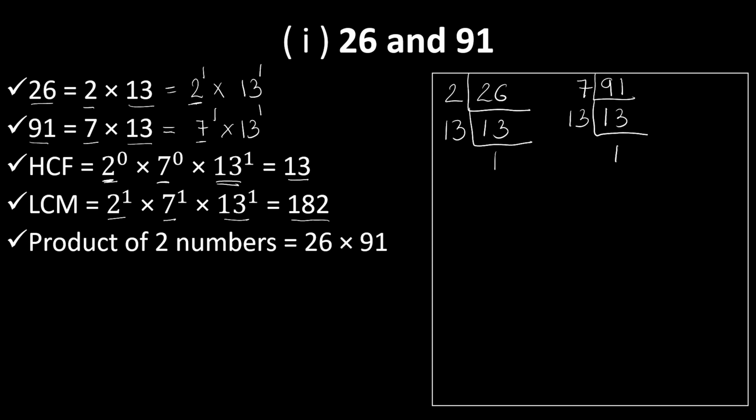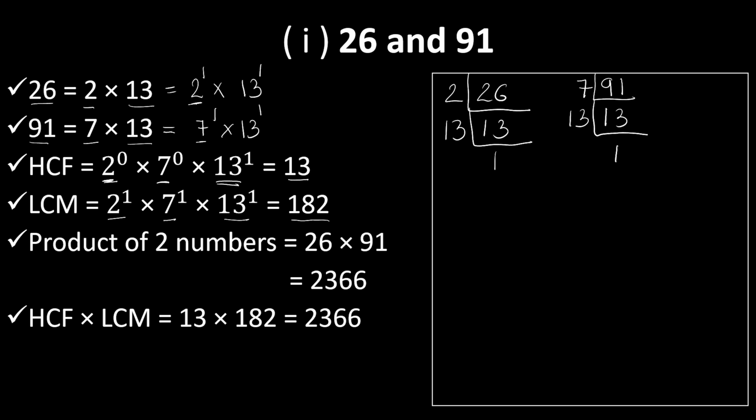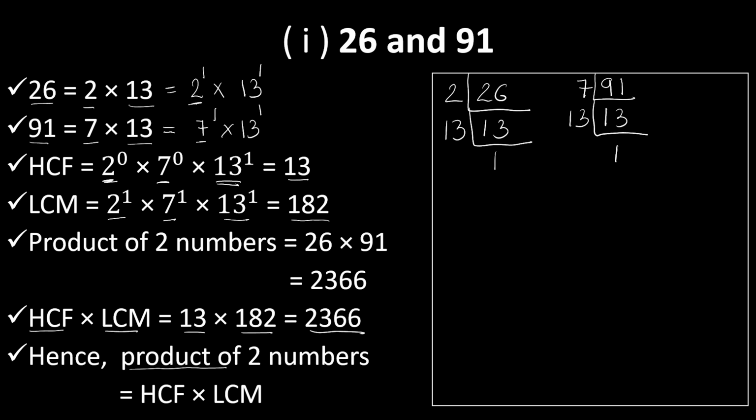Now we will find the product of these two numbers. 26 into 91 will give us 2366. And the product of HCF and LCM is equal to 13 into 182, which is again 2366. So what did we conclude? We have verified that the product of the two numbers is equal to HCF into LCM. So with this, we are able to verify that the product of two numbers is equal to the product of their LCM and HCF.